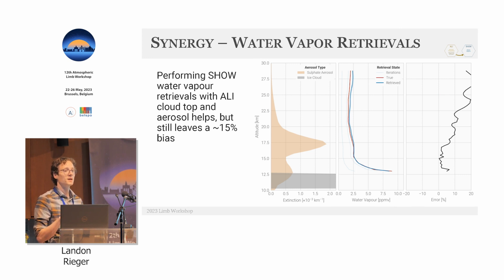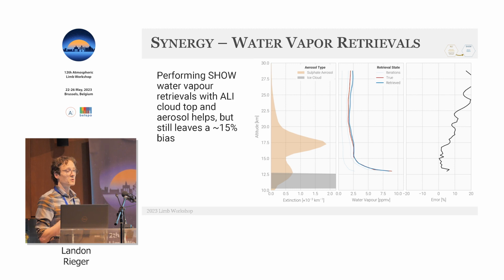So if you throw the LE aerosol and the LE cloud top into the SHOW retrieval first, then you can reduce those biases. So that's what's shown here once we include the LE information. And we're still getting up to about 20% bias in the water profiles.